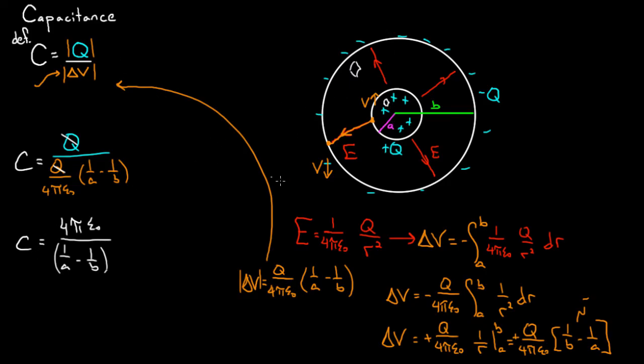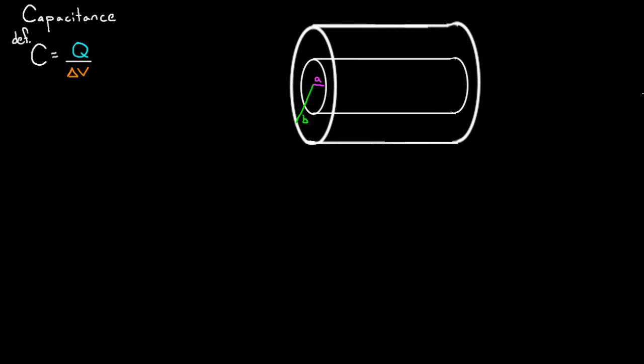And again, we followed the same route. We figured out what the electric field is. We turned that into a voltage. We plug it into the capacitor formula, and we get what the capacitance is. So let's do one more. Let's do the cylindrical capacitor.